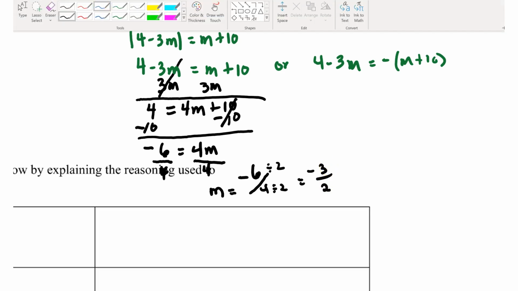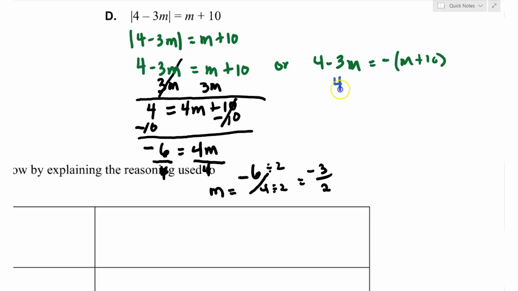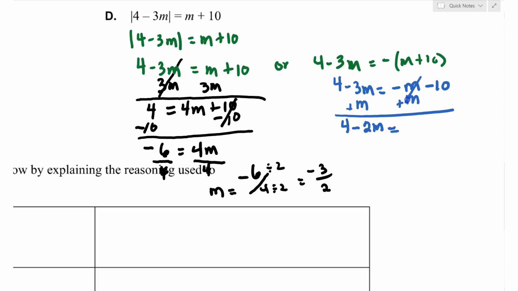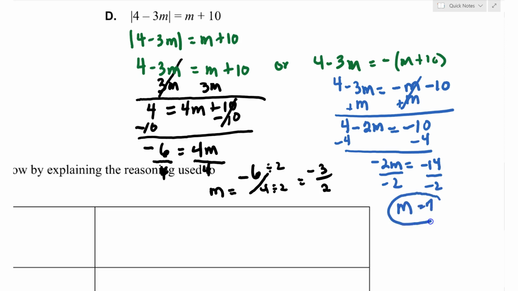I'm going to go ahead and change colors. So I have 4 minus 3m is equal to negative m minus 10. I'm going to add m to both sides. So I have 4 minus 2m, because negative 3m plus m gives you negative 2m. This is 0 minus 10. Subtract 4, so I have negative 2m is equal to negative 14, because negative 10 minus 4 is negative 14. Divide by negative 2. So m is equal to 7. So we have a possibility of m equals 7 or m equals negative 3 over 2. We've got to check that.